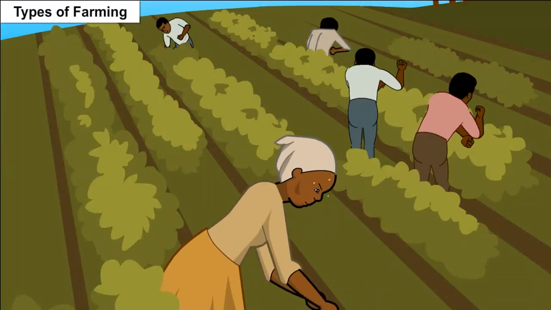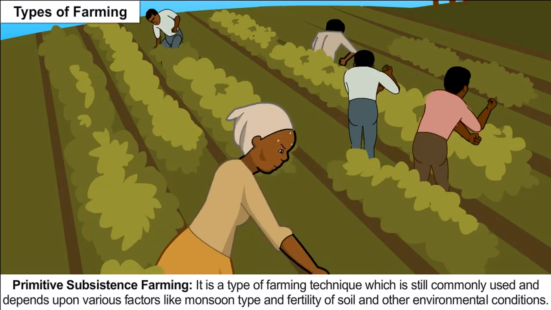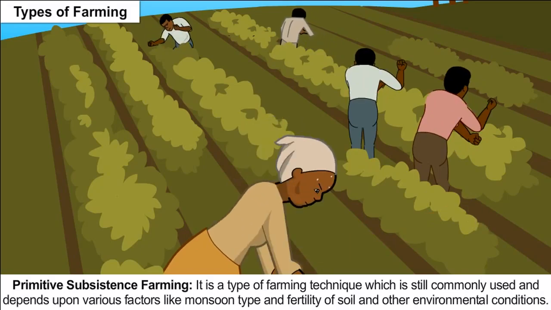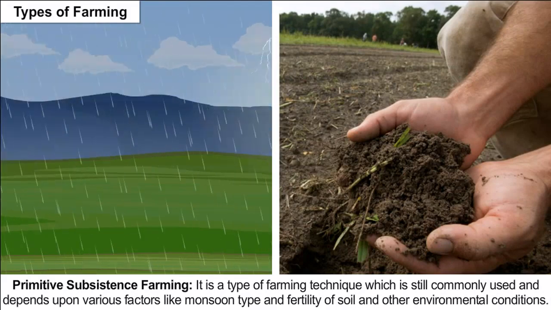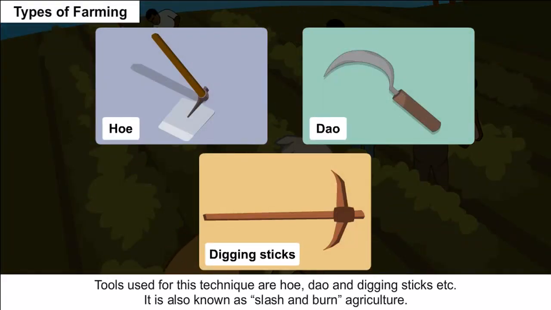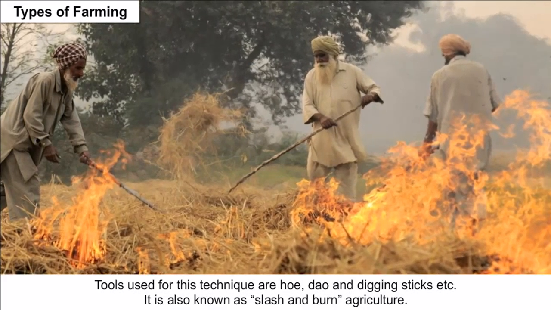First type of farming is primitive subsistence farming. It is a type of farming technique which is still commonly used and depends upon various factors like monsoon type and fertility of soil and other environmental conditions. Tools used for this technique are hoe, dhow and digging sticks, etc. It is also known as slash and burn agriculture.